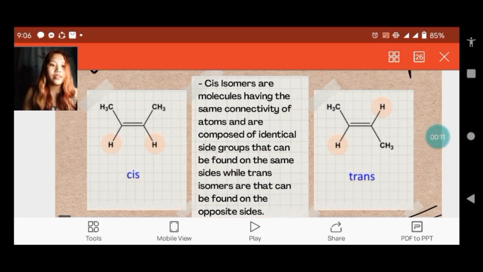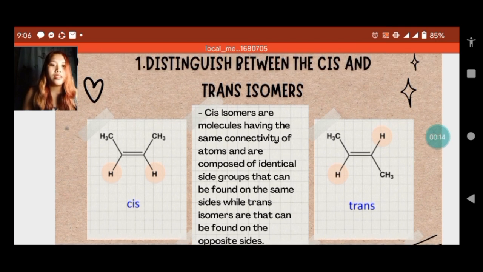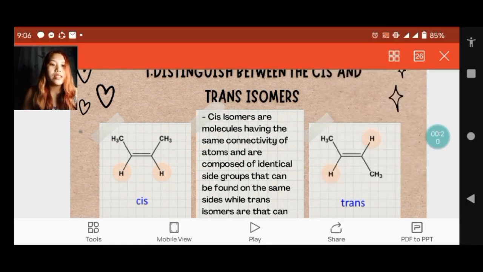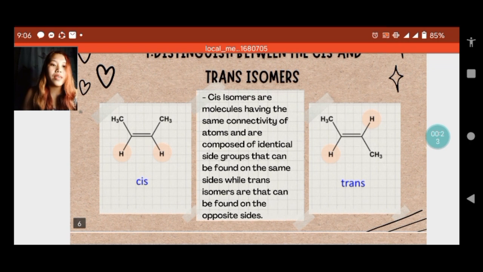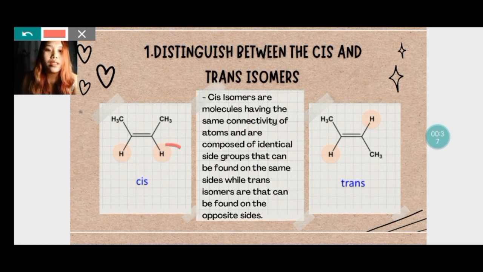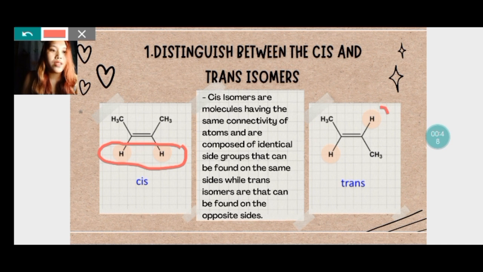Number 1. Distinguish between the cis and trans isomers. So, cis isomers are molecules having the same connectivity of atoms and are composed of identical side groups that can be found on the same sides. So, the cis isomer can be found on the same sides. So we have identical side groups here, whilst trans isomers can be found on the opposite sides. So this is trans isomer.